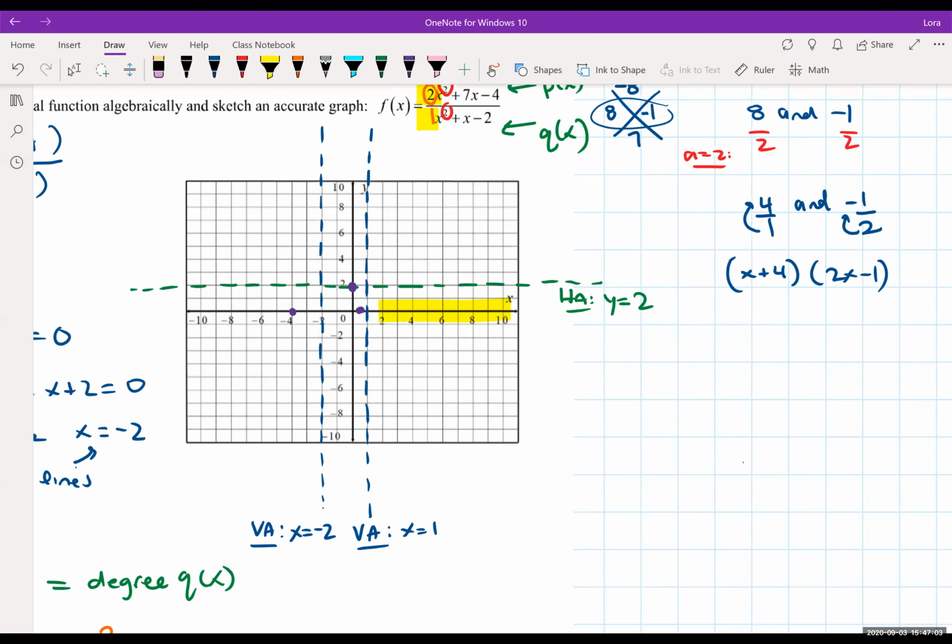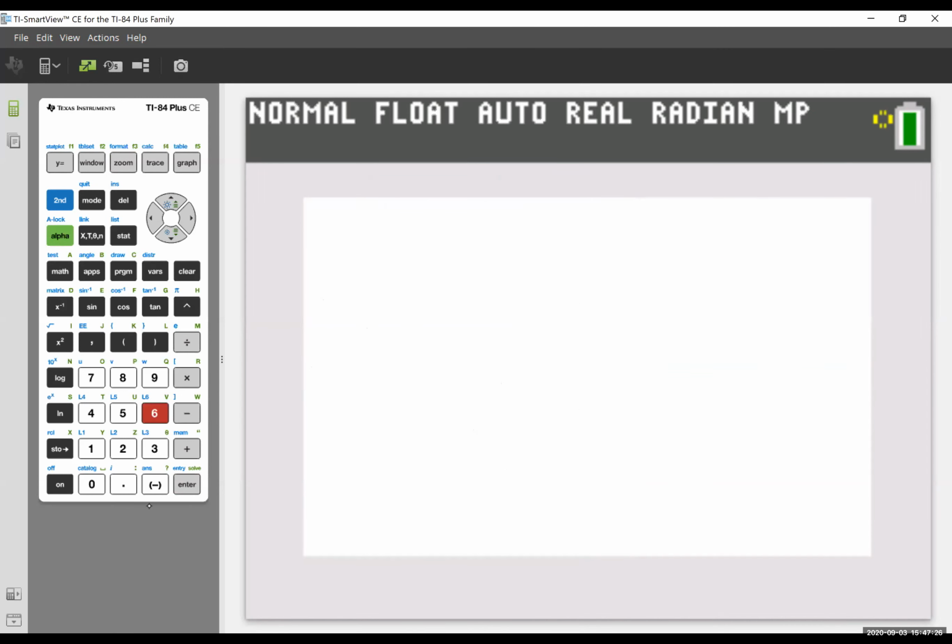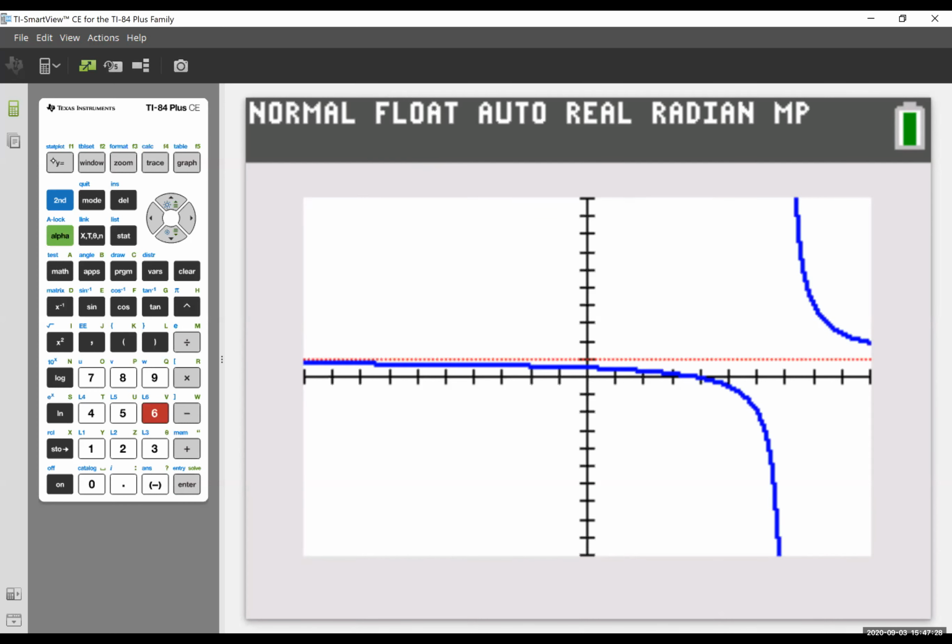So I'd have to see what's happening after the vertical asymptote, x equals 1. But lucky for us, we do have that technology so that we don't have to spend a lot of time with the tedious computation. So we have our previous graph here. Let me zoom back to standard just in case. And then I'd like to enter my new function.